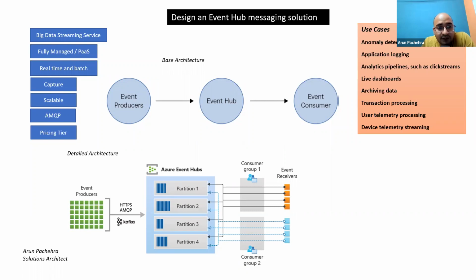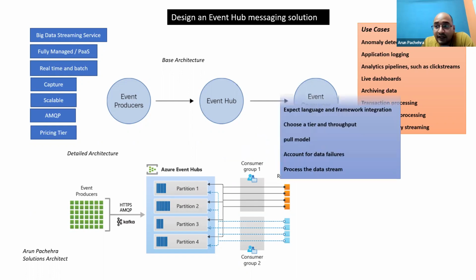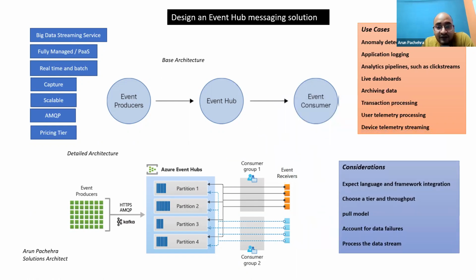So now we know the use cases as well. Now there are some things we should be aware of. Let's conclude this session by talking about considerations whenever we're selecting Event Hub. The very first is to expect language and framework integration. We can send and receive events in many different languages. Messages can also be received from Event Hubs using Apache Storm. Next, choosing the right pricing tier and throughput, of course.